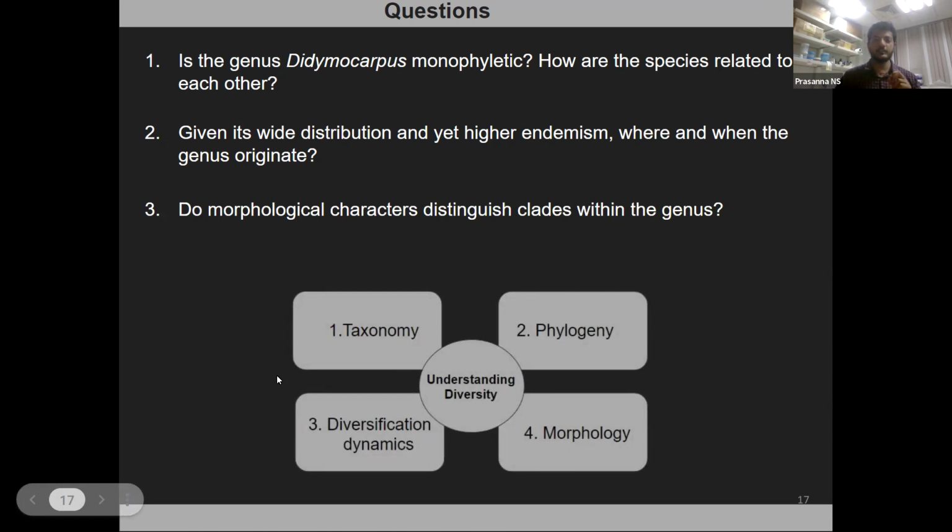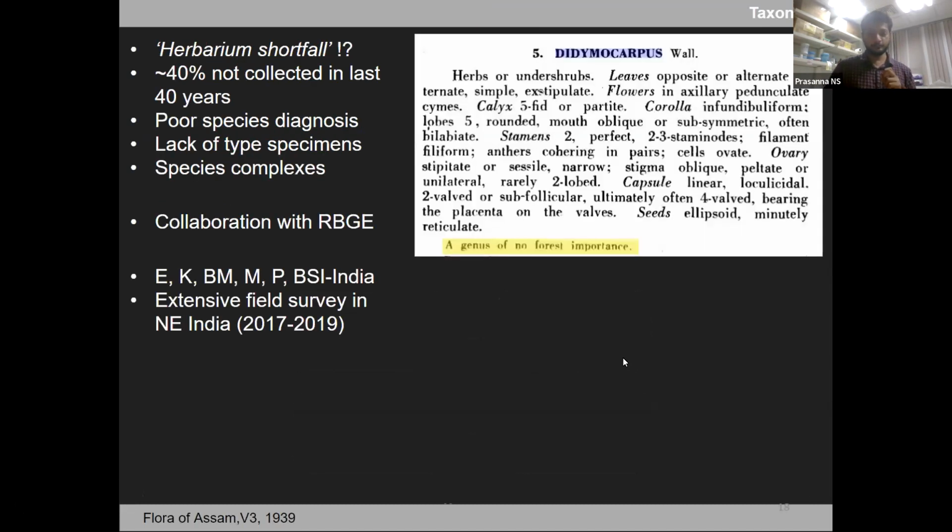We try to answer these questions in 4 steps. First, we looked at the taxonomy. We collect the genetic information to build a phylogeny, then to understand the diversification dynamics within the genus, and then to have a fresh look at morphological characters in the light of evolutionary understanding.